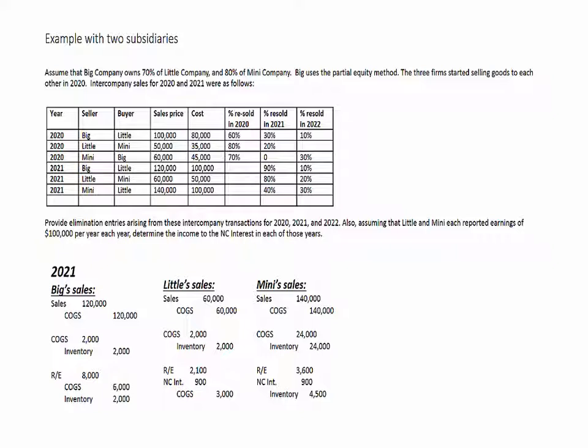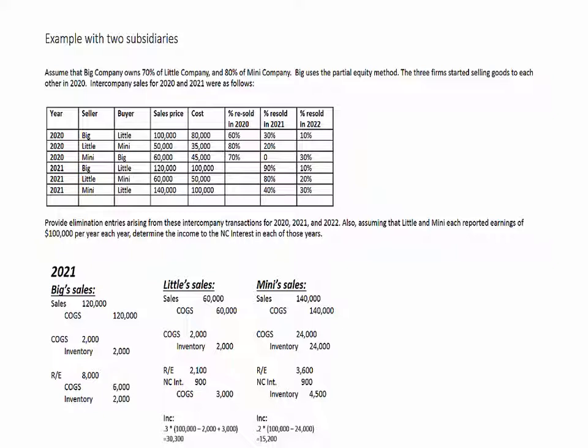Okay, finally, let's go ahead and do the income to the non-controlling interest for Little and Mini. In the case of Little, it's a 70% owned subsidiary, so the non-controlling shareholders get 30% of the adjusted/realized earnings. So we start with the reported earnings of $100,000. We look at those elimination entries and say the second elimination entry has a $2,000 reduction of income. The third elimination entry has a $3,000 increased income. So 30% of $101,000 is $30,300.